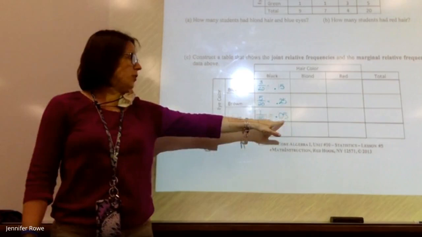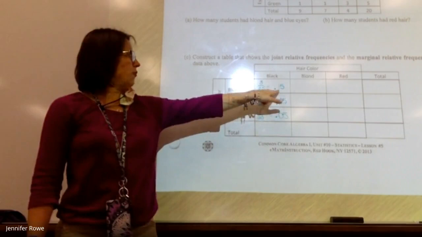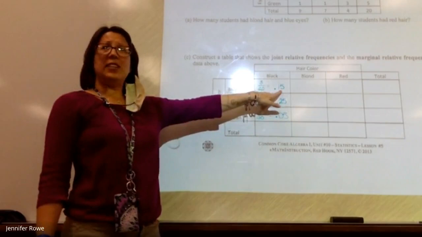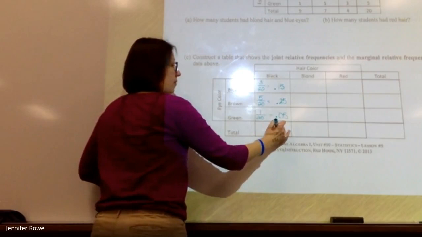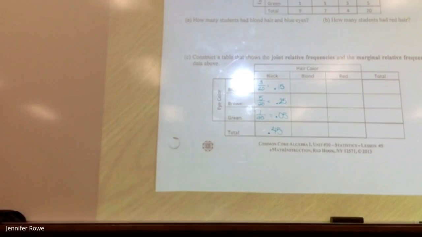45. Well, that's 0.85? What? 25 cents and 15 cents is how much? 40 cents plus 5 cents is 45 cents. Good Lord, you guys. So that tells me that 45% of the kids had black hair. Yes?